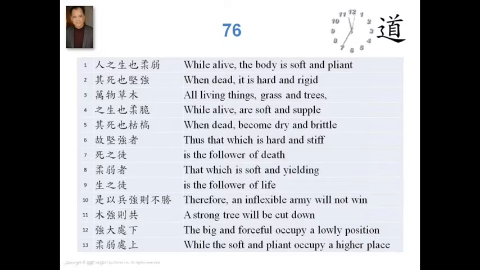Therefore, an inflexible army will not win. A strong tree will be cut down. The big and forceful occupy a lowly position, while the soft and pliant occupy a higher place.